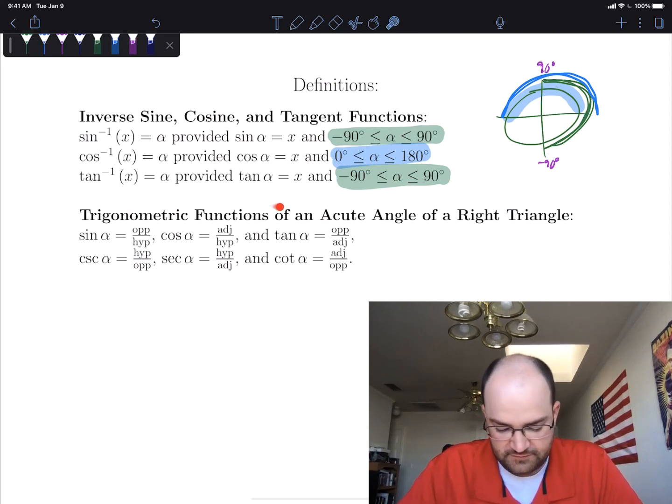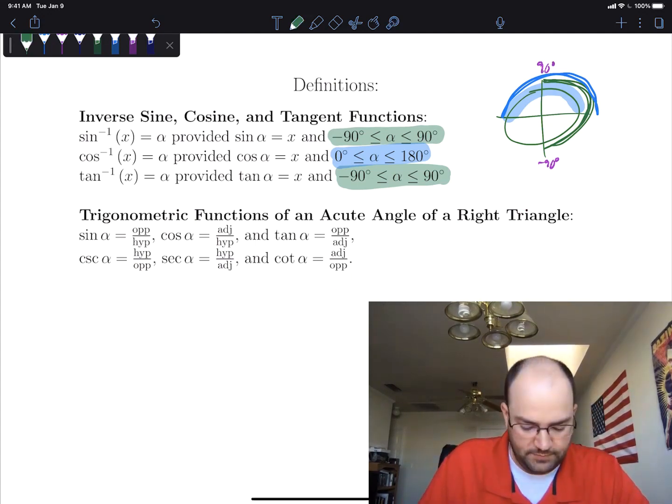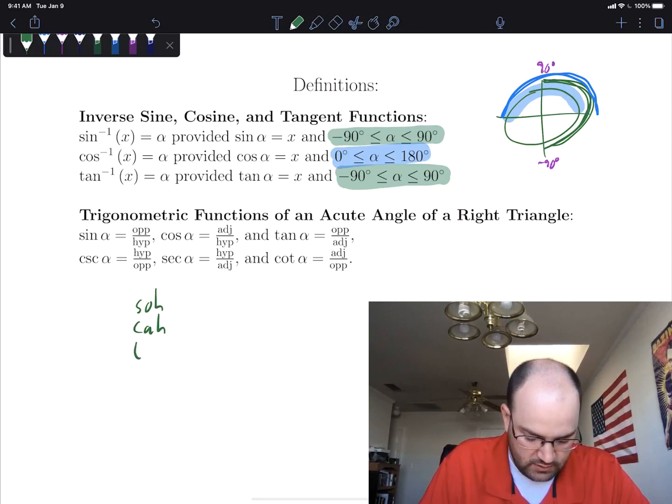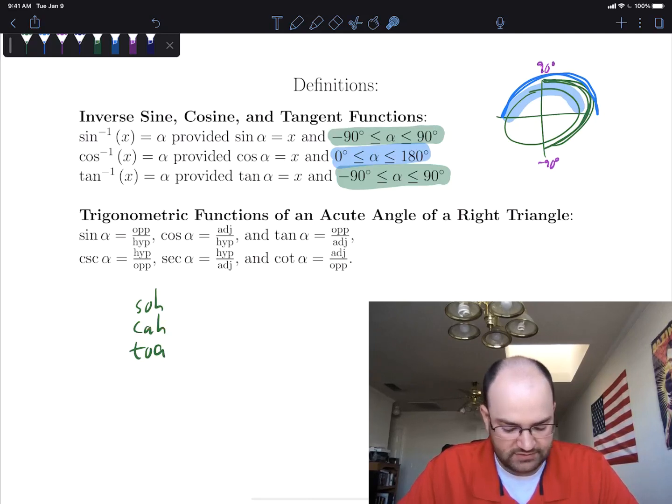Now, trigonometric functions of an acute angle with a right triangle. We have stuff listed here. You can read through it if you want, but I prefer to think of it as SOH CAH TOA. Sine equals opposite over hypotenuse, cosine equals adjacent over hypotenuse, tangent equals opposite over adjacent. And then the reciprocals are just, well, flip these two. But this is easiest to remember.